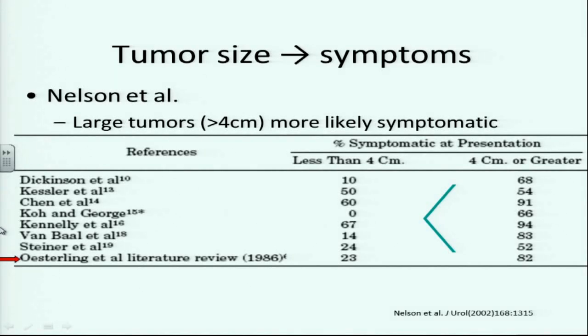And this is borne out by quite a lot of others as well. So that's the one we've had a look at. But essentially, less than 4 centimetres, this is symptomatic at presentation, and you can see, generally speaking, low figures, but much higher when the AML is bigger. So the bigger it is, the more likely it's to be symptomatic.